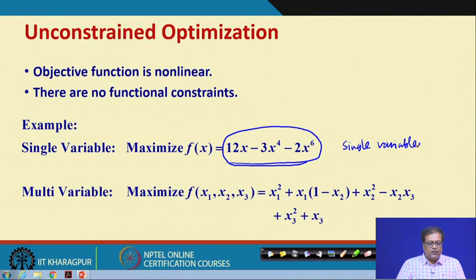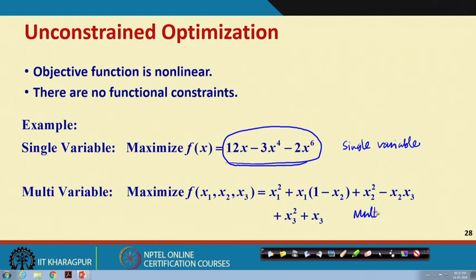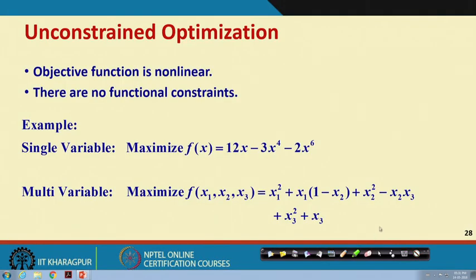On the other hand, in the second example, the objective function is x1 square plus x1 into (1 minus x2) plus x2 square minus x2 x3 plus x3 square plus x3. You can easily see that there are multiple variables. Multiple variable problems are a little more complex than single variable problems. In this particular lecture, we are mainly discussing the single variable problems only.